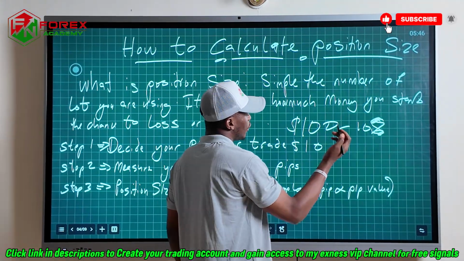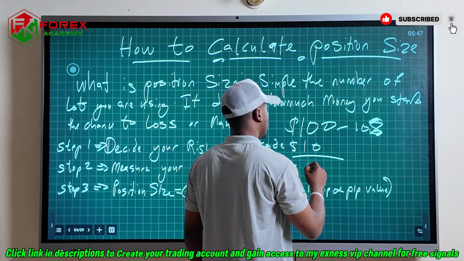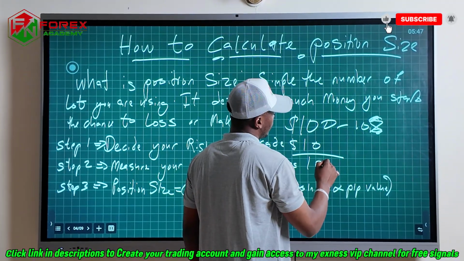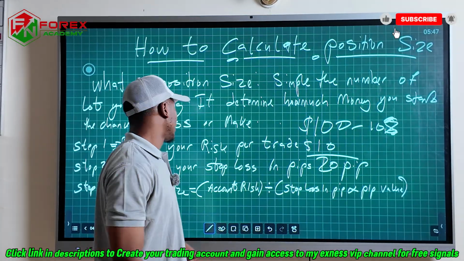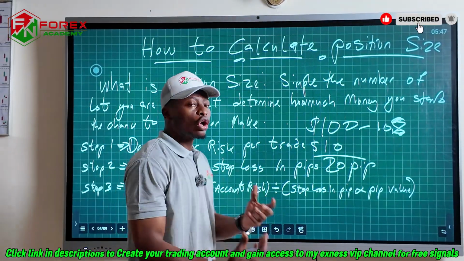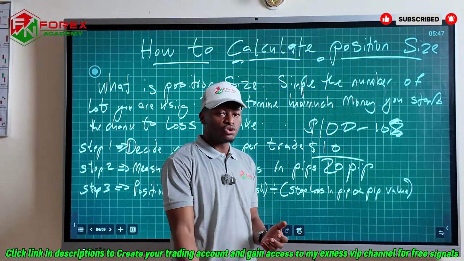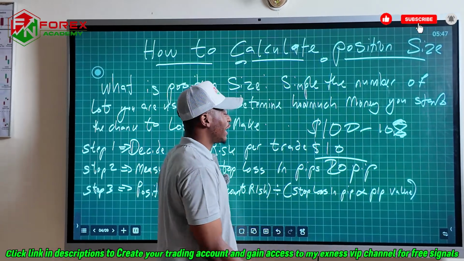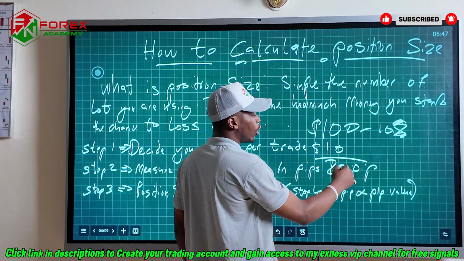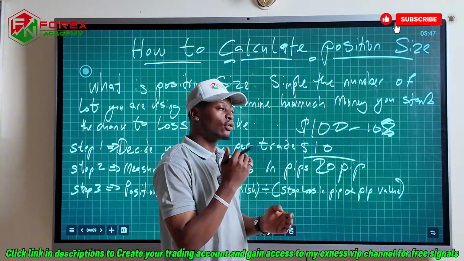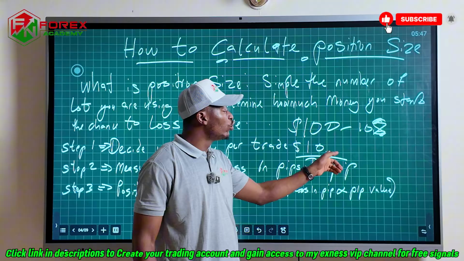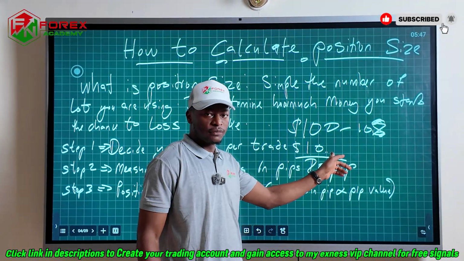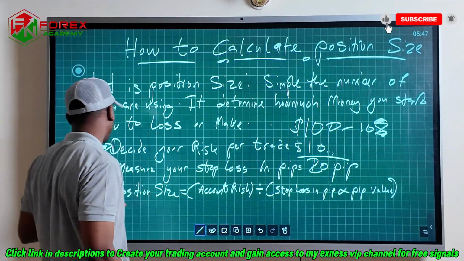Let's say my stop loss is 20 pips. Now the next thing I want to measure is which lot size I will use, to make sure that if the market goes against me and my 20 pip stop loss is hit, I should not lose more than $10. So that's where the position sizing calculator comes in.